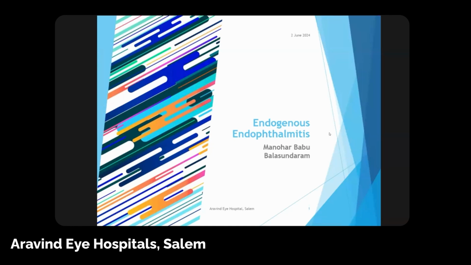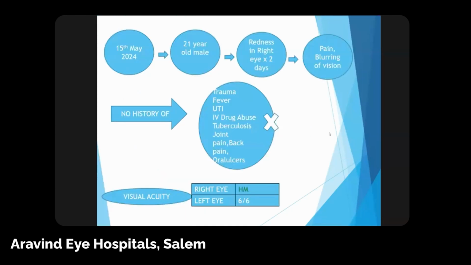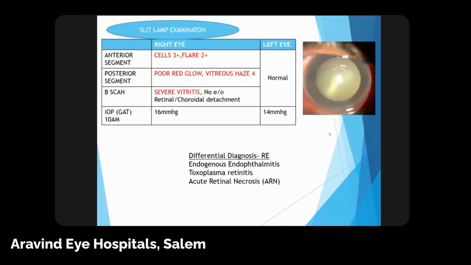Let me start with a case presentation. This 21-year-old male came to our hospital last month. He came with defective vision of 2 days duration, pain, redness, no history of trauma or any surgery or any of the histories mentioned in the slide. Anterior segment: cells 3 plus, flare plus, fundus not visible. On B-scan: cells, severe vitritis, no RD or CD.